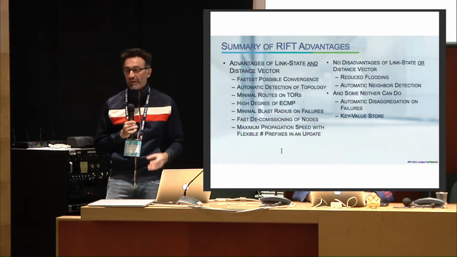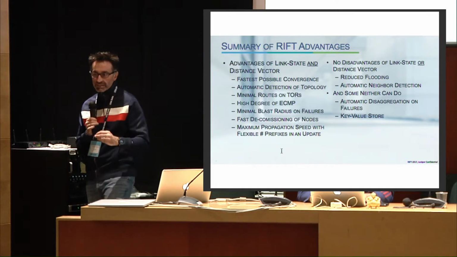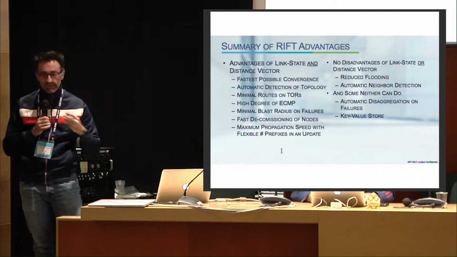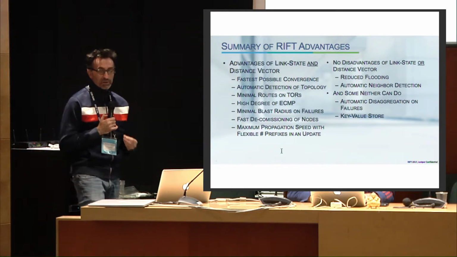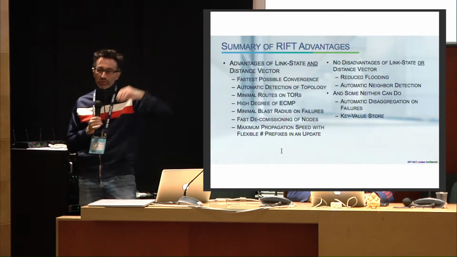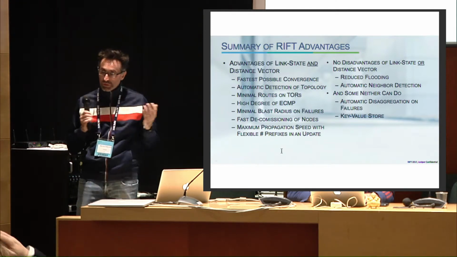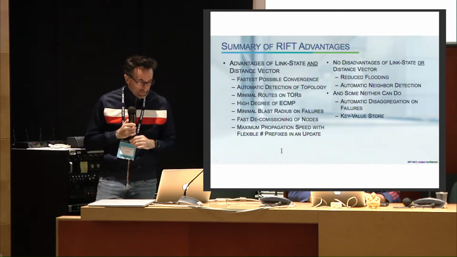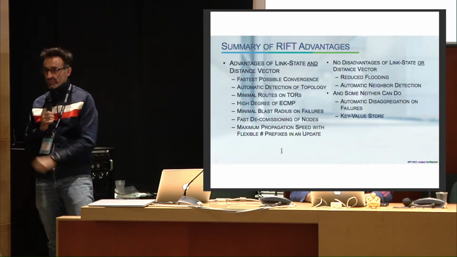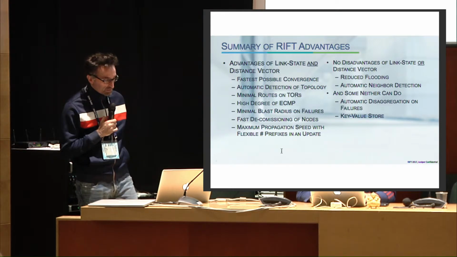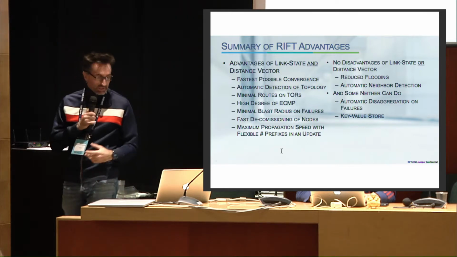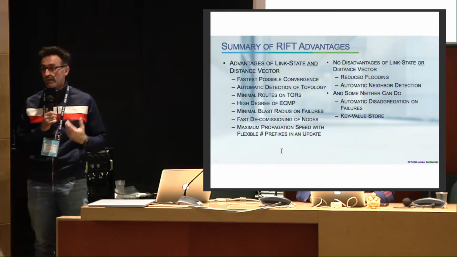Rift achieves the blast radius of 1, which is the best blast radius in case of fault. Only the nearest devices are impacted. If you are two hops away from the failure, you are not impacted at all. It's very easy to decommission the nodes. You can take it and substitute. And it's up to you how to handle the propagation update performance.